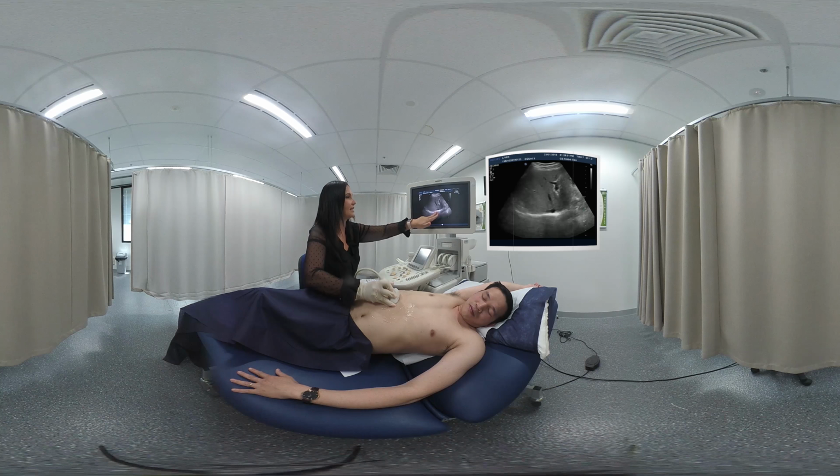Now moving along to our right side of our liver. So we're just going to pan over to the right side. So I've hardly even moved my probe. I've just panned over and we're looking at the right side of the liver. Now big breath in there for me. So this is our right side of our liver that we can see here.